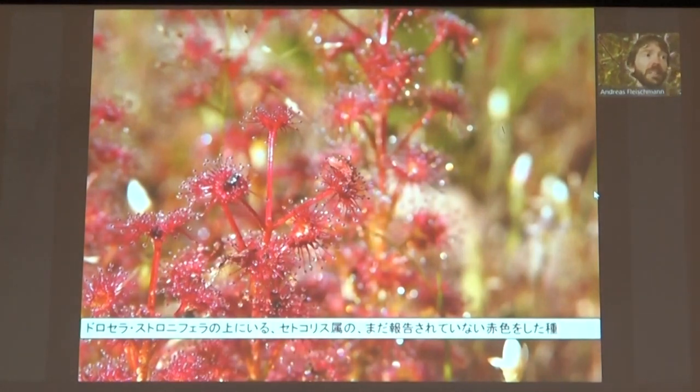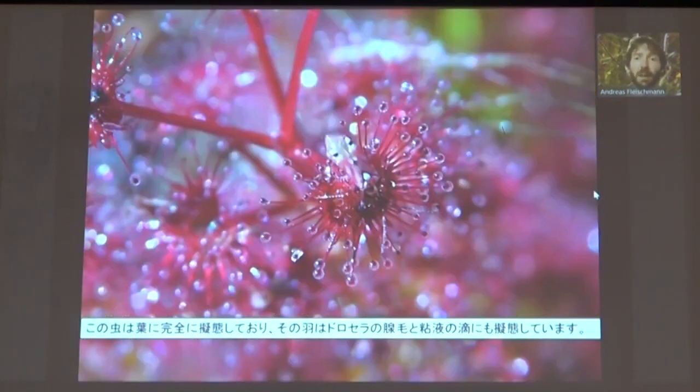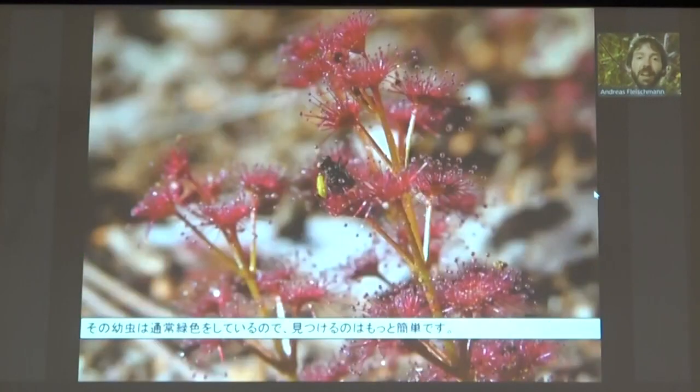You can see several species. This is probably an undescribed red species on Drosera stolonifera. And this bug, I'm really amazed how perfectly they're camouflaged. If you look at the wing color pattern of this sundew bug, it perfectly mimics the coloration of the Drosera. So here you have the bug, and it even mimics the tentacles, and the coloration of this bug ends here, where it's sitting in the center of the lamina. So the hind part is greenish, so it really even mimics the marginal and the central tentacles. This is an amazing coloration.